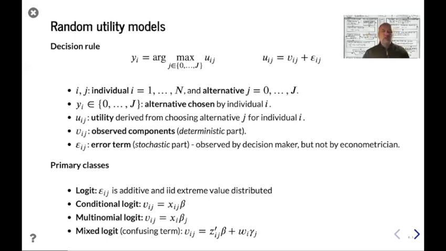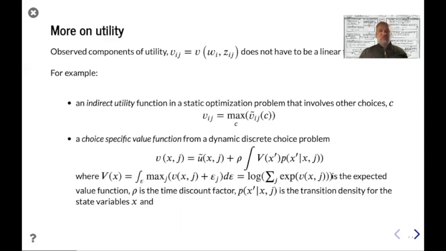The IID extreme value distribution has the property that if you take the differences between two alternatives, it becomes logistic. At least in the binary case, it collapses to the binary logit model. So anyway, we'll look at it in just a minute. I just want to say a few more words about utility.